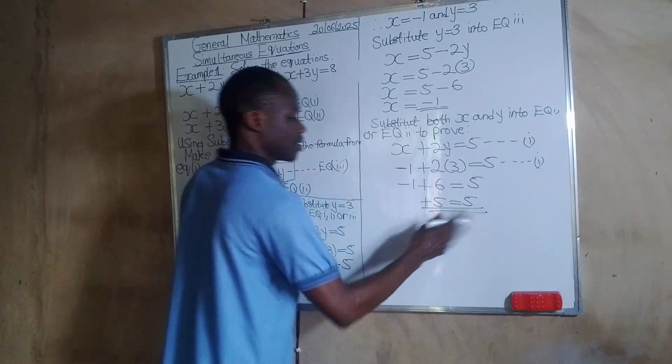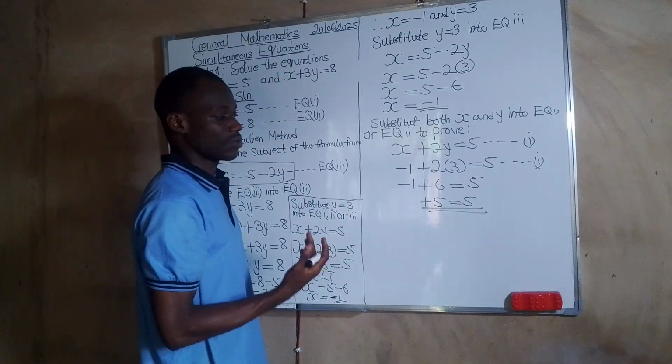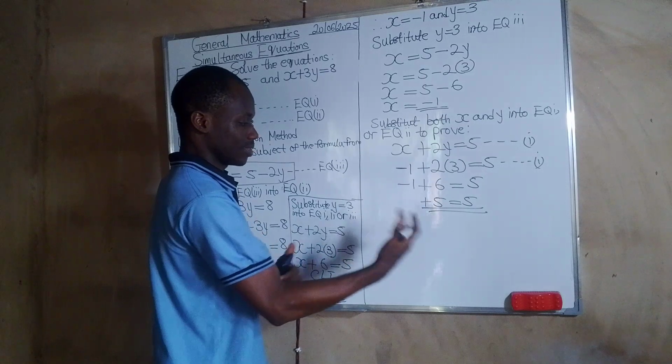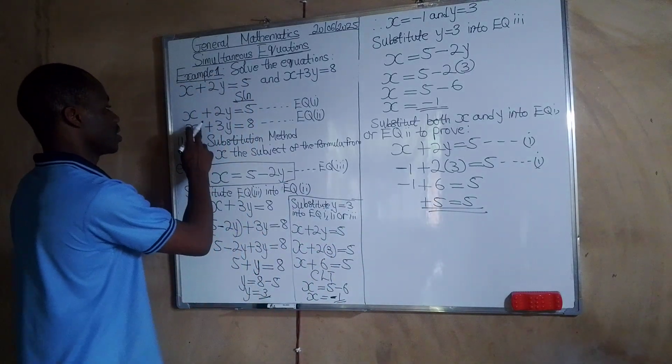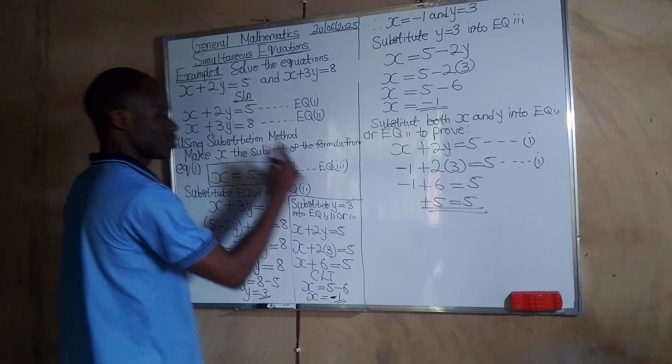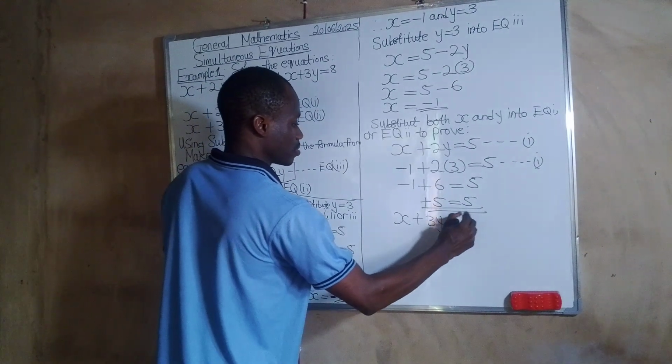So both sides are now equal. And that defines the word equation. What is an equation? An equation means that two things are equal. You can also try that for x plus 3y is equal to 8.